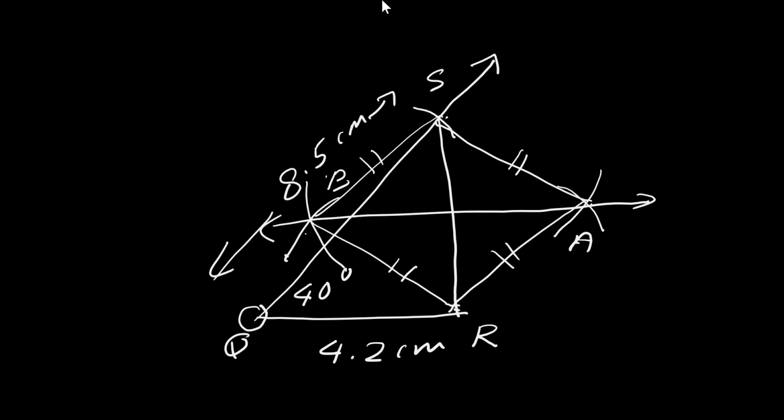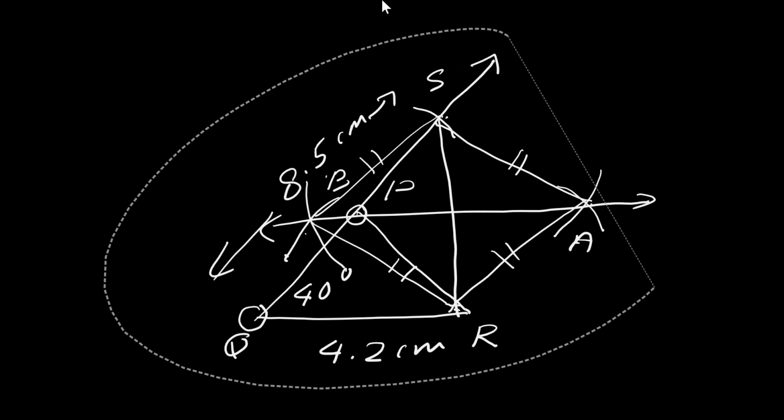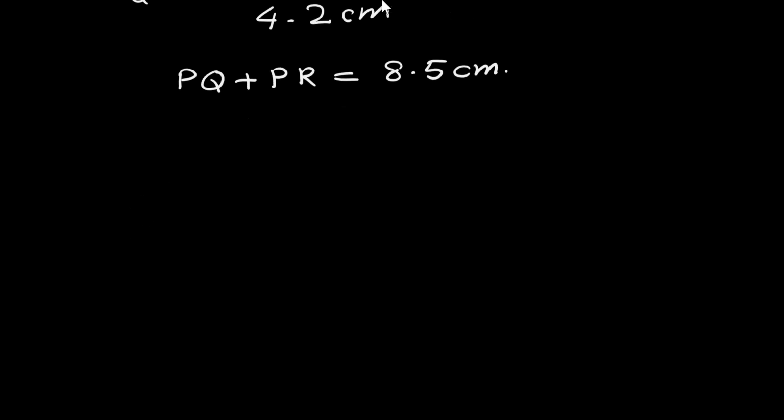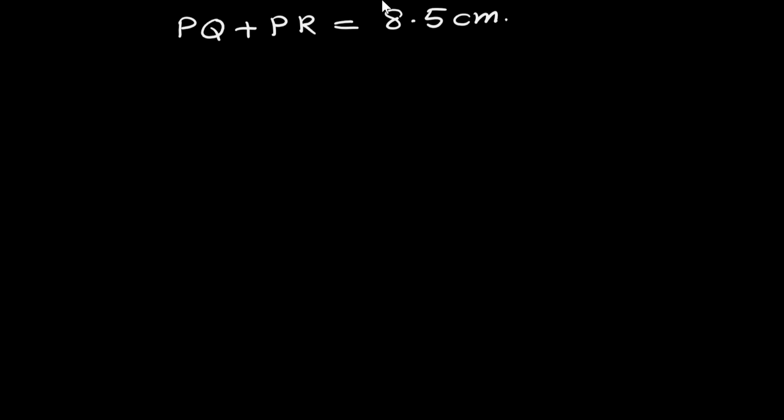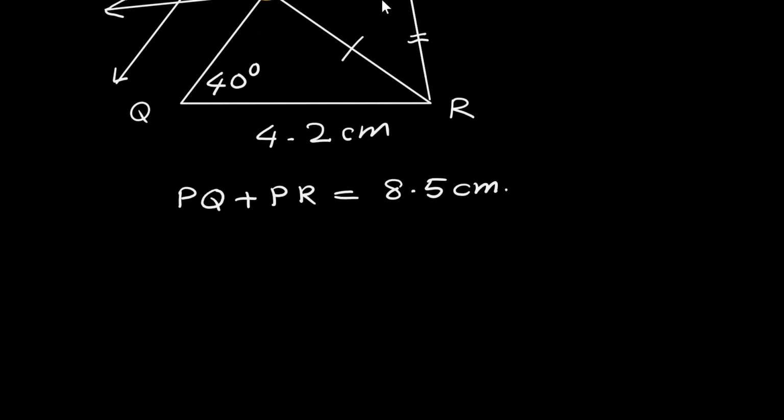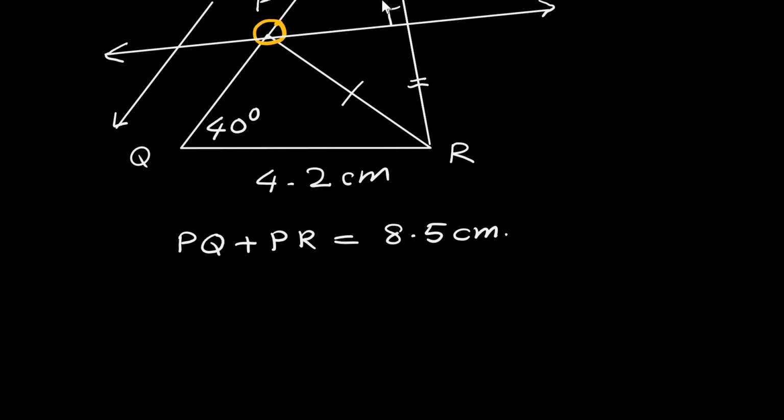So line AB is the perpendicular bisector of segment SR, and this line will intersect SQ at point P. Join PR. PQR is the required triangle. So this is the final construction. Now a procedure to construct the final figure. Now we'll write some steps of analysis to complete this construction.